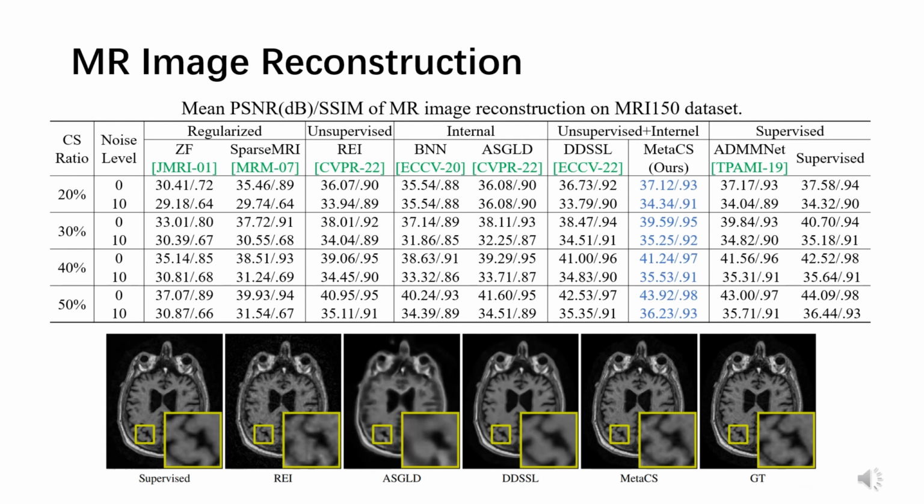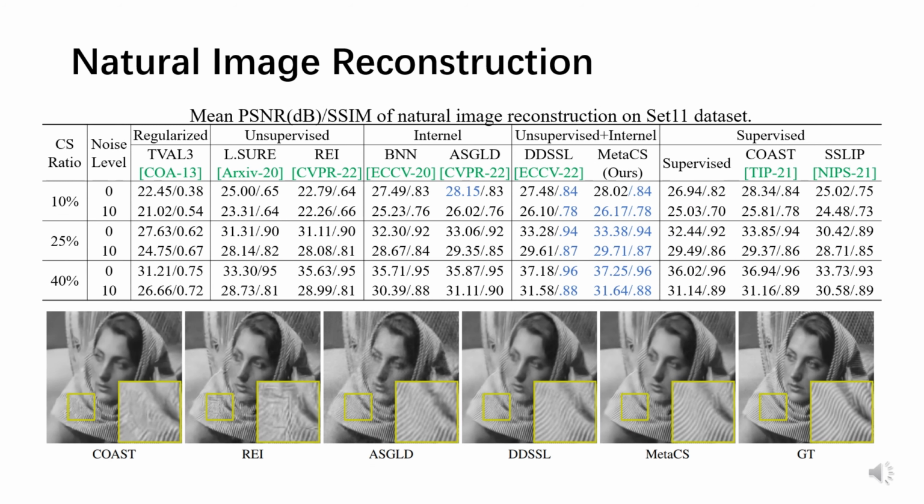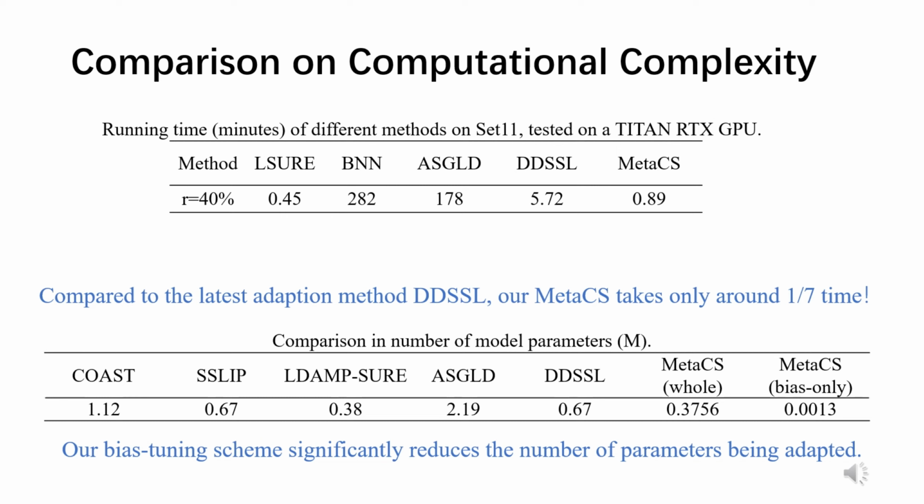We conduct performance evaluation on two tasks. One is MRI, and the other is natural image reconstruction. On both tasks, our method performs noticeably better than existing GT-free methods overall, and it also competes against supervised methods including its supervised counterpart. Here is the comparison on computational complexity.